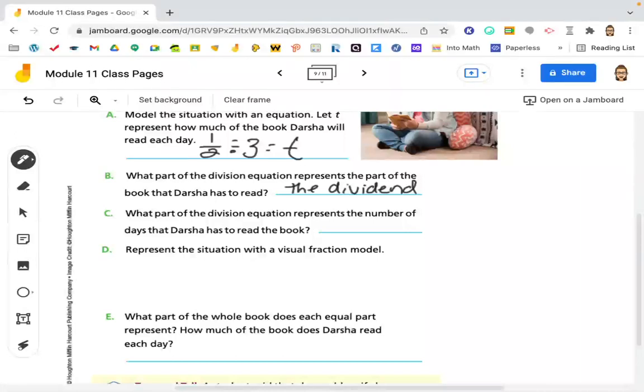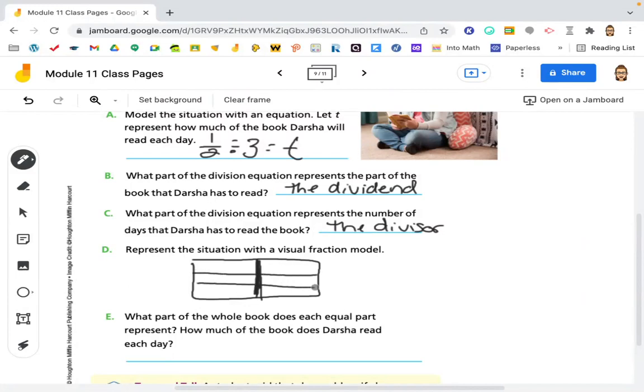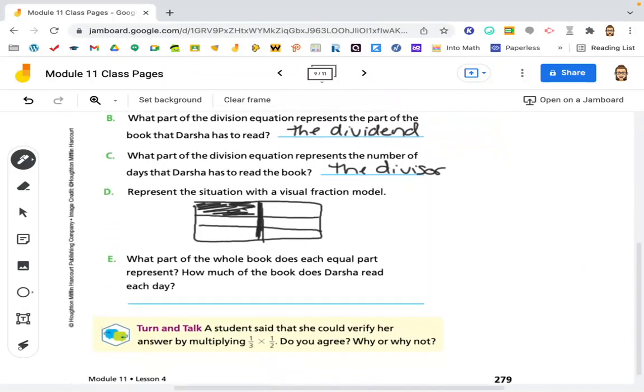What part of the division equation represents the number of days that Darsha has to read the book? That would be the divisor. So then it says represent the situation with a visual fraction model. Well, we would have 1/2, and then we divide it into 3 sections with one piece representing our quotient. What part of the whole book does each equal part represent? Well, the shaded part is 1/6.